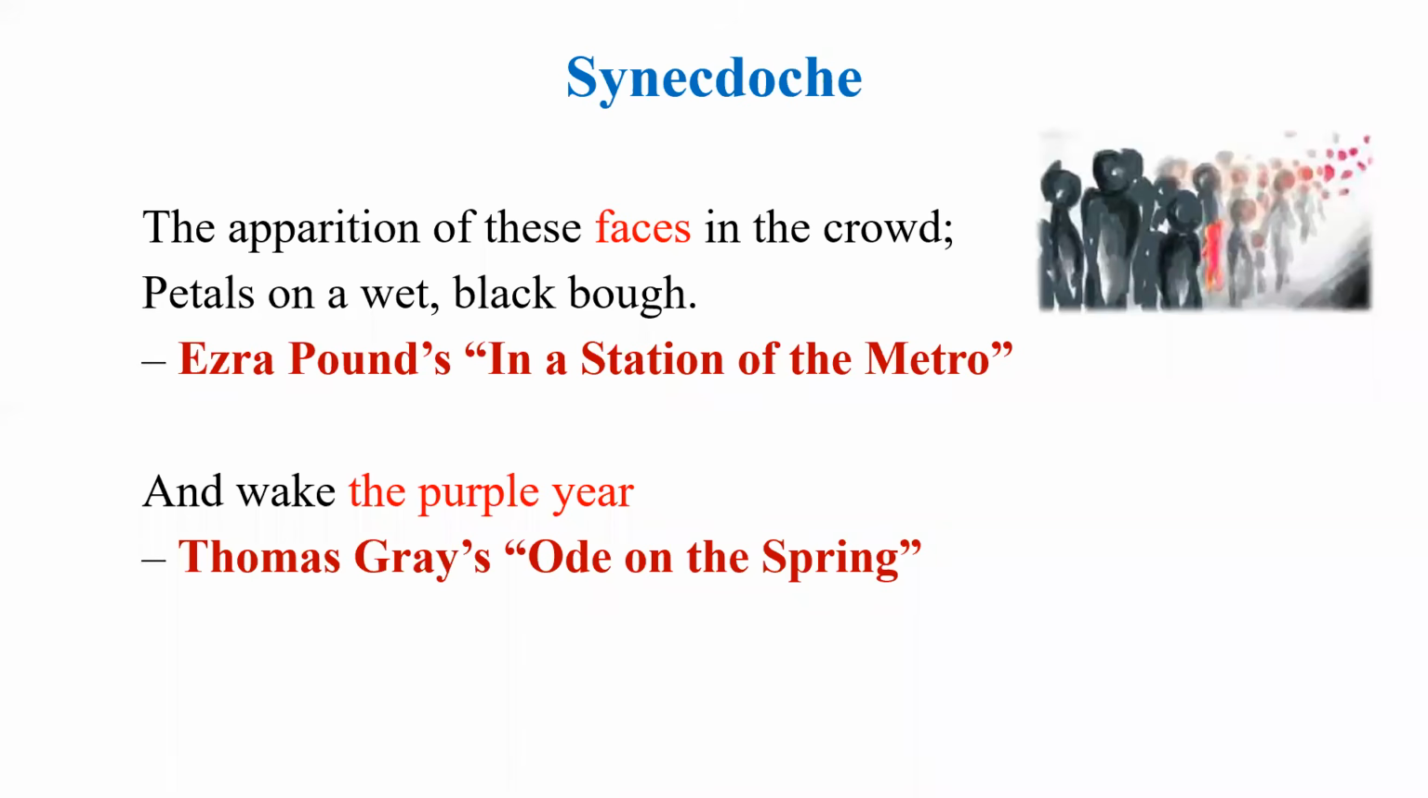So instead of saying people, he says only faces. A face is a part of a person. So part for the whole body. So this is synecdoche. The apparition of these faces in the crowd, petals on a wet black bough. Simple. So very beautiful poem. It's just an image. And you also know T.S. Eliot, 1922, his poem, The Wasteland, was dedicated to Ezra Pound. Now you can understand why there are a lot of images in T.S.